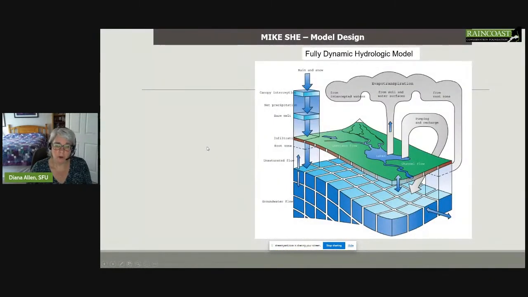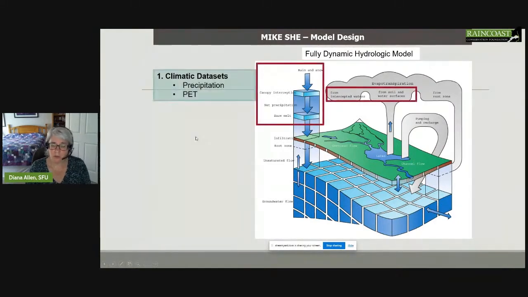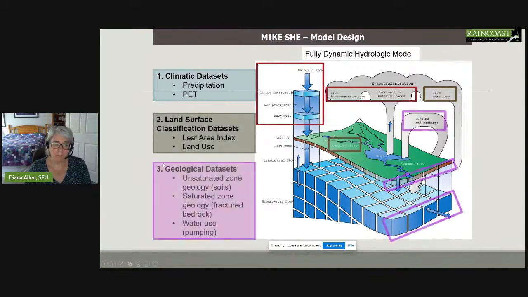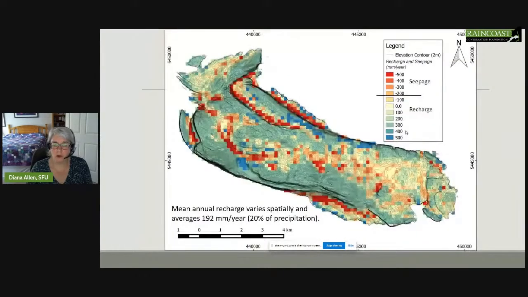We use this software called MIKE SHE to do this. And I know it's a weird name, but anyway, this model does the entire watershed. So it looks at what is the climate going onto the land surface, what is running off, what is accumulating in lakes, what is getting in and infiltrating into the subsurface. So it's a fully integrated watershed model that we use to estimate recharge.